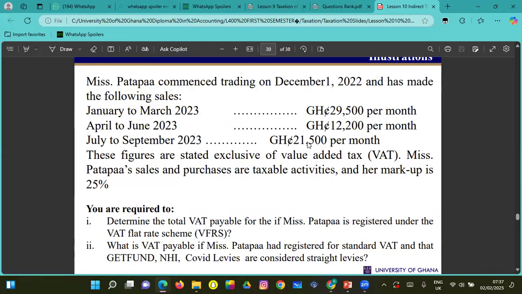Miss Patapa commenced trading on December 1st, 2022 and has made the following sales. From January to March, she made constant sales of 29,500 per month. April to June, 12,200 per month. July to September, 21,500 per month. These figures are stated as exclusive of VAT. Miss Patapa's sales and purchases are taxable activities. Her markup is 25%.